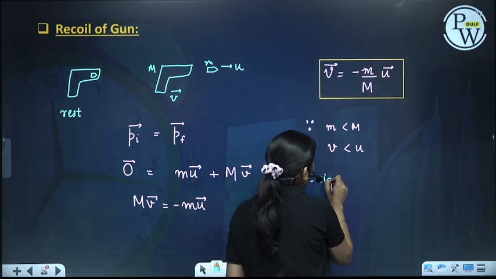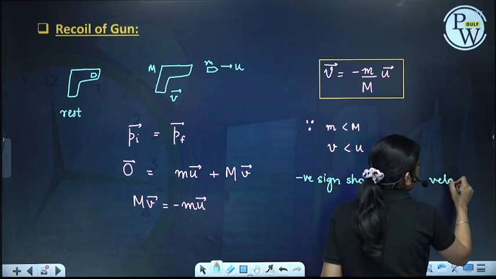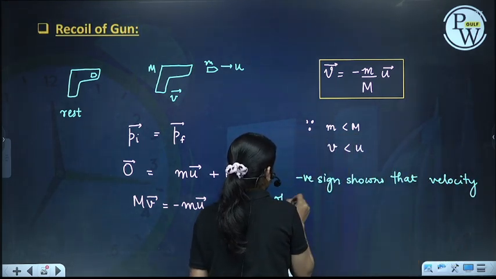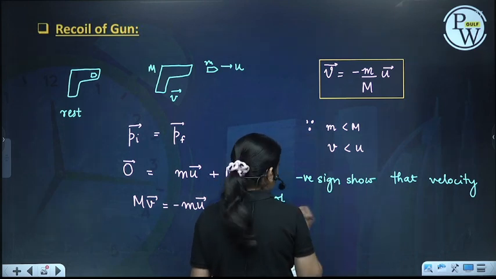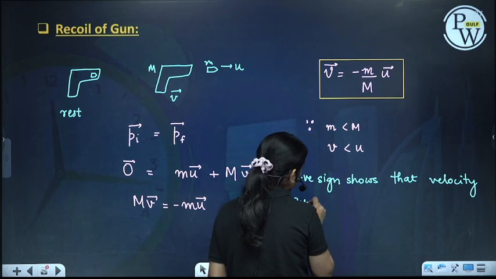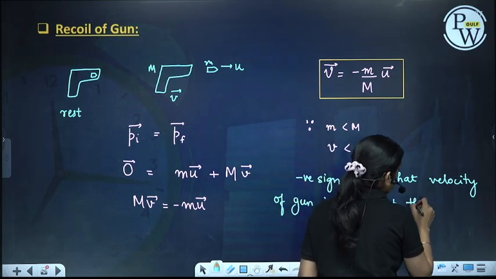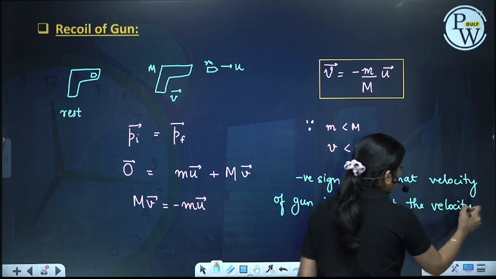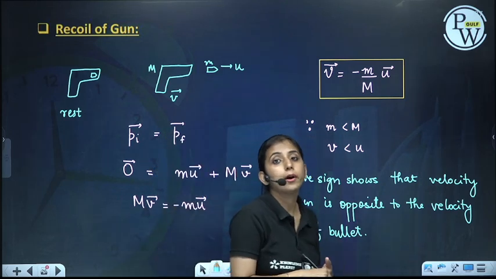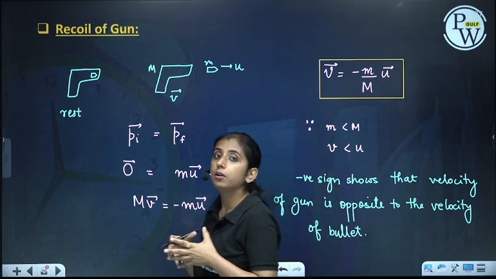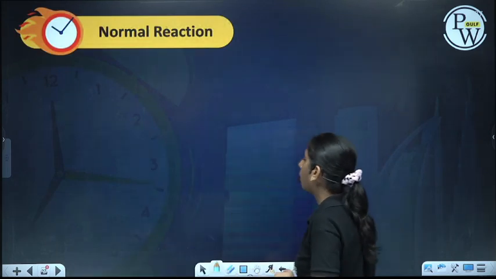Negative sign shows that velocity of gun is opposite to the velocity of bullet. So this is the recoil of gun, which is an application of linear momentum's conservation because no external forces are acting on the system. Now let's move forward to normal reaction.